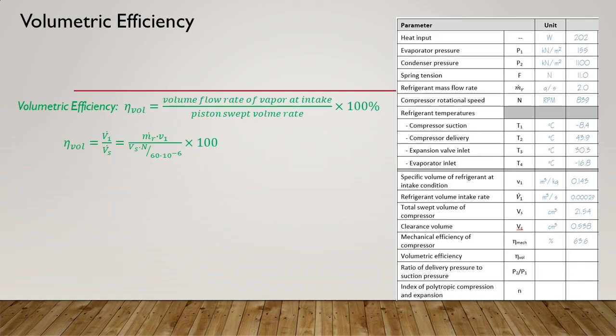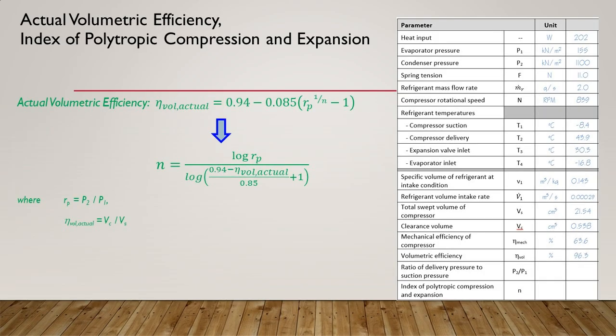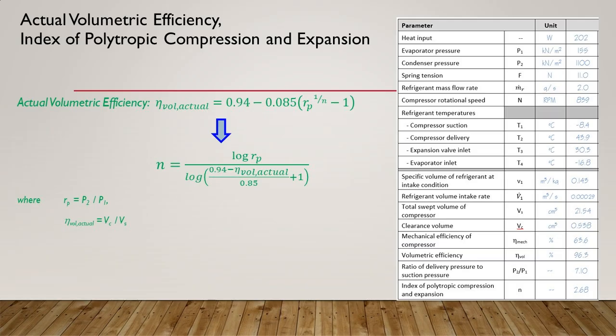Volumetric efficiency involves the parameters of refrigerant mass flow rate, specific volume of refrigerant at intake condition, compressor total swept volume and compressor rotational speed. In the calculation, pay attention to the units of the parameters. Finally, to calculate the index of polytropic compression and expansion, we can make use of the equation of actual volumetric efficiency. We can get the result of n by the log method. Students can take this as an example and carry on for other sets of data.